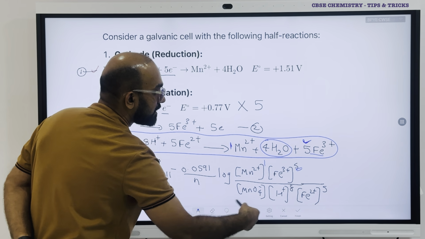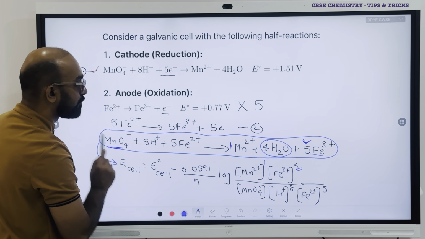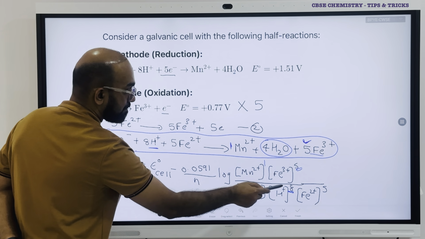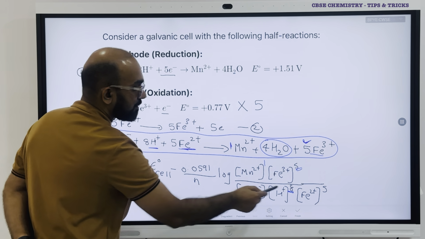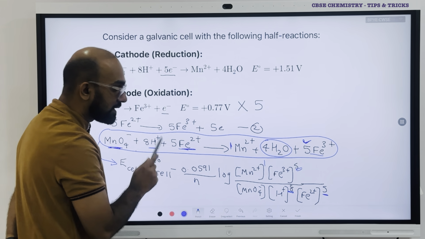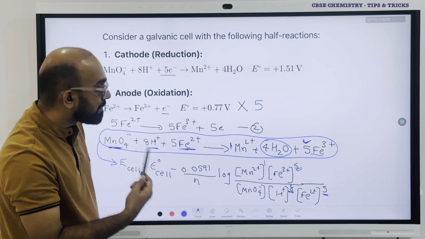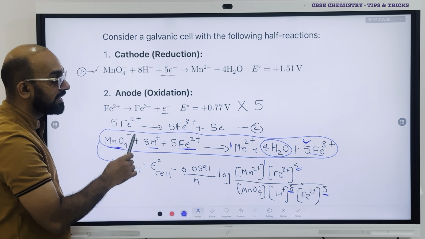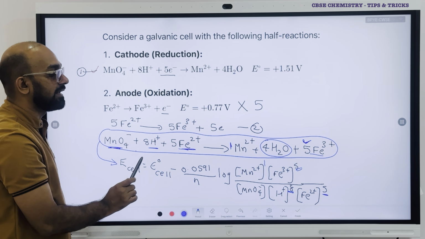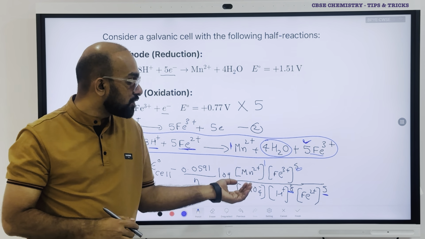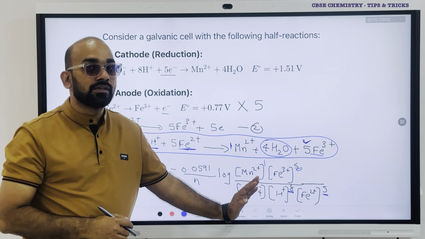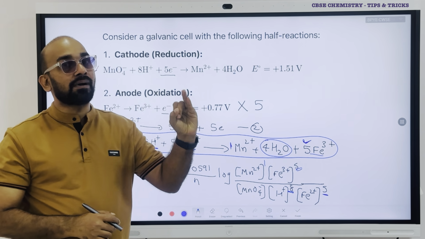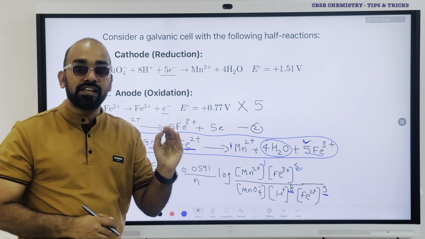Now reactants will be in the denominator. You can see the MnO4- coefficient is 1, the H+ coefficient is 8, it becomes the power, right? The Fe2+ coefficient is 5, it becomes the power. Okay, you understand how we are getting the powers, that is from the coefficients. For that, you have to write the overall reaction appropriately. Otherwise, the powers you get will be wrong. Hope you understand. Identifying n and identifying powers in the Nernst equation is very, very important.